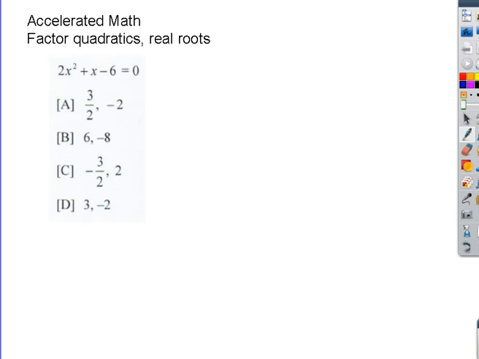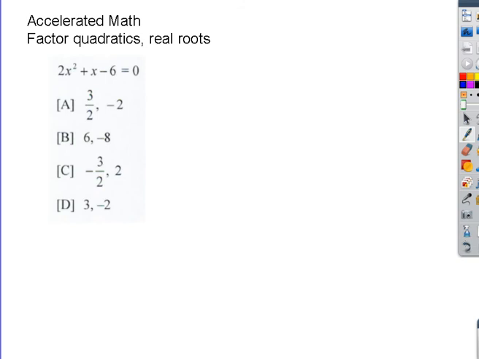Okay, welcome to Accelerated Math: Factoring Quadratics with Real Roots. This one has multiple steps in it, so tell your little sister to be quiet, or whoever's making noise in the background. You've got to concentrate. It's not super difficult, it just has multiple steps, and sometimes that requires a little extra concentration.